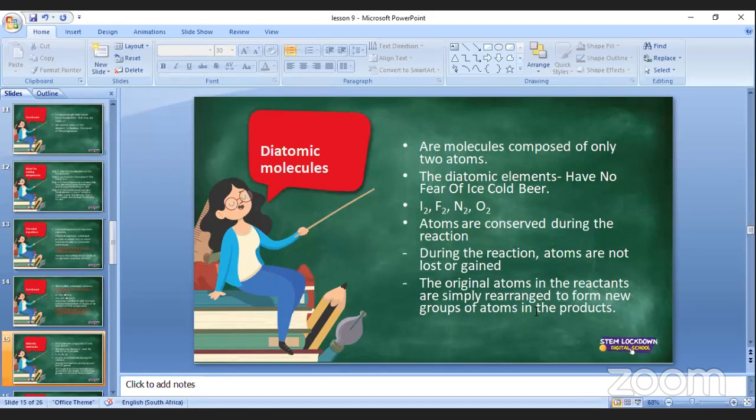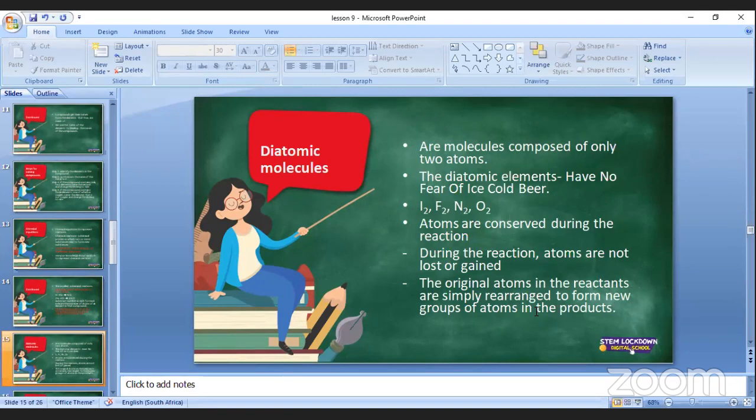Just don't drink it, but you mustn't be scared of it. Have no fear of ice cold beer, grade 9. Have, which is hydrogen. No, which is nitrogen. Fear, which is fluorine. Of, it's oxygen. Ice, it's iodine. Cold, it's carbon. Beer, it's bromine. We are done.